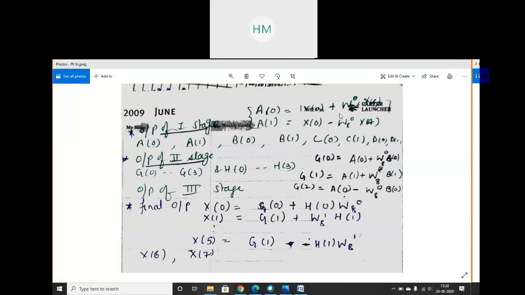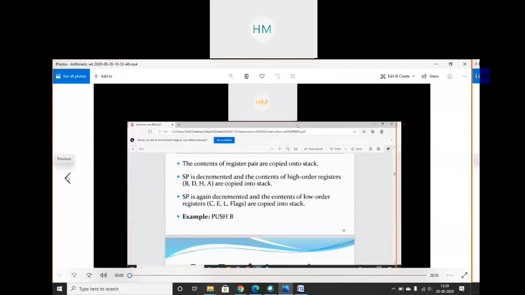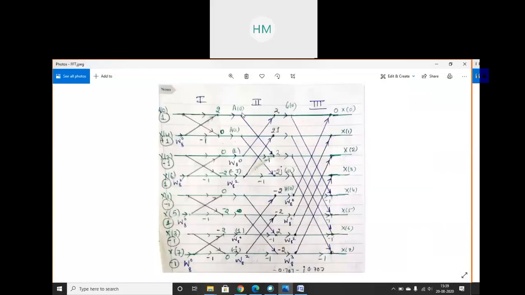So these are the intermediate calculations shown to you. A0 is equal to x0 plus W. You will see the figure. What is A0 right now? X0 plus W08 into x4, and this minus 1 sign will come over here, coming to this point, and you will get A of 0.